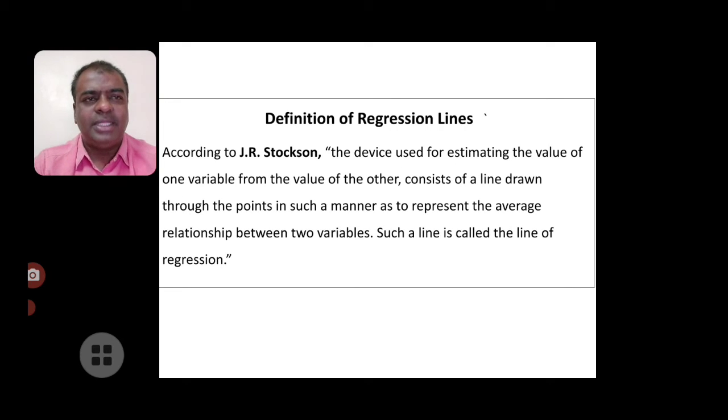Definition of regression lines. According to J.R. Stockton, the device used for estimating the value of one variable from the value of the other consists of a line drawn through the points in such a manner as to represent the average relationship between the two variables. Such a line is called the line of regression. It is more or less what we have been trying to understand in terms of regression equations and regression lines. There are two variables, one dependent and one independent. If you know the value of the independent variable, you can easily find the value of the dependent variable.